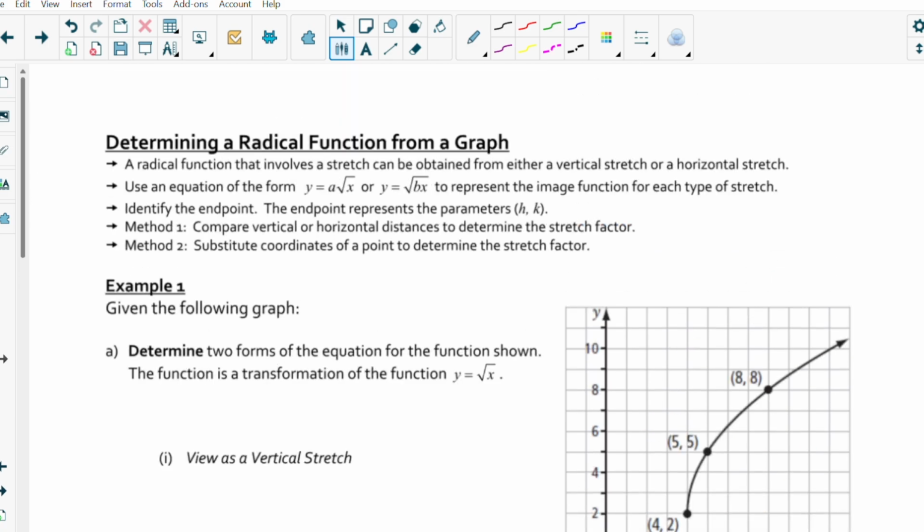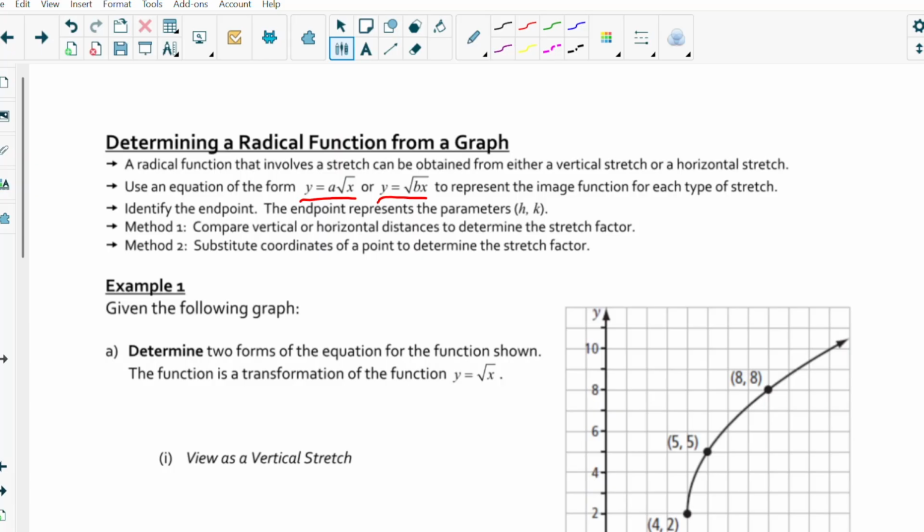All right, determining a radical function from a graph. A radical function that involves a stretch can be obtained from either a vertical stretch or a horizontal stretch. Use the equation y equals a square root of x for the vertical stretch, or y equals square root of bx for the horizontal stretch, to represent the image function for each type of stretch.